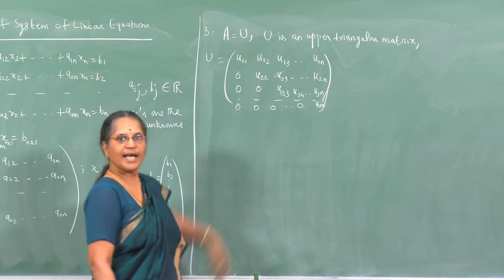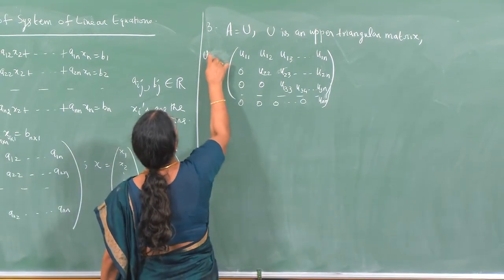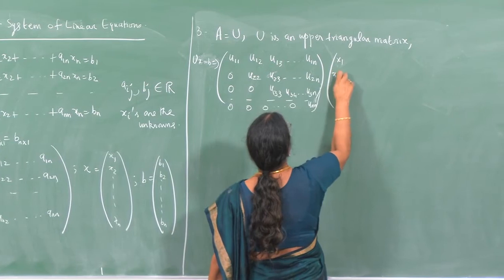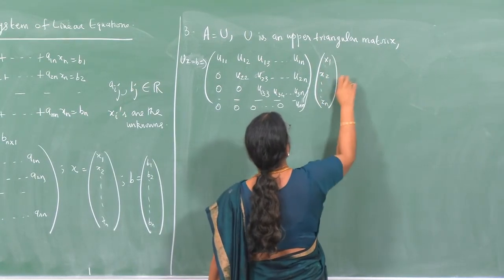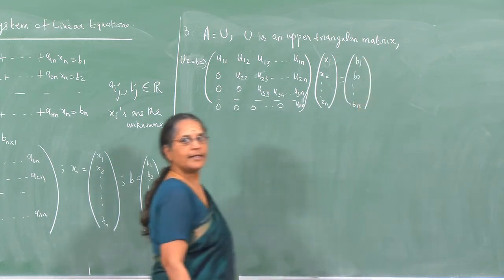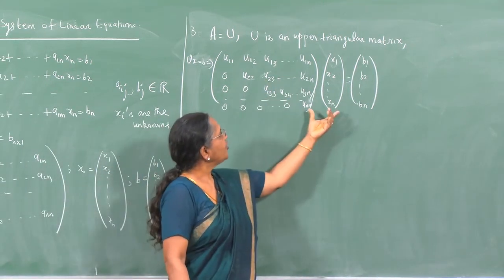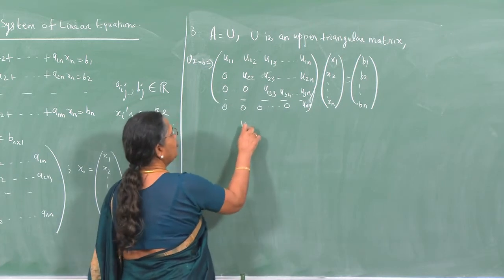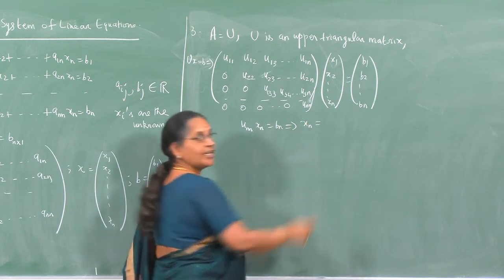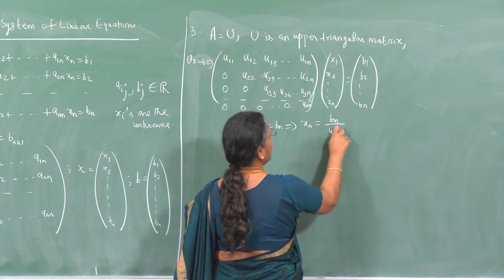So, U is an upper triangular matrix and you now have to solve the system Ux is equal to B. So, this multiplied by x1, x2, x3 etc. xn should be equal to B1, B2 and so on Bn. So, now you observe that you should go backward because you have an equation of the form unn xn is Bn, which will immediately give you what xn is, namely it is Bn by unn.